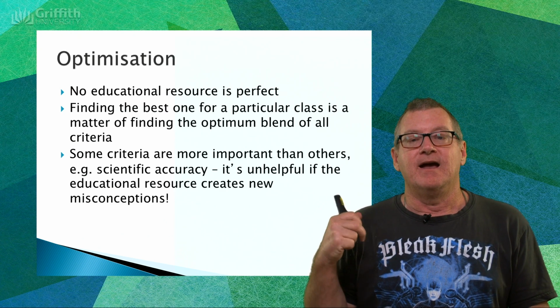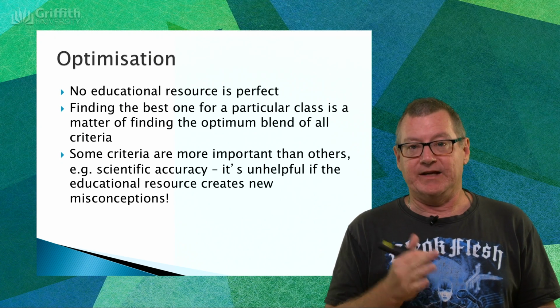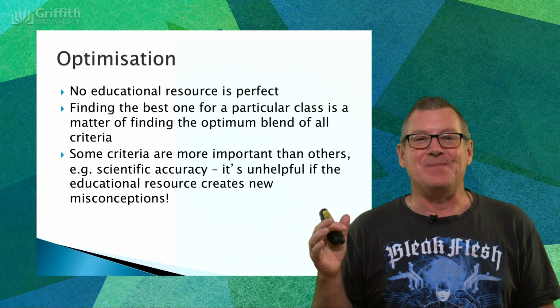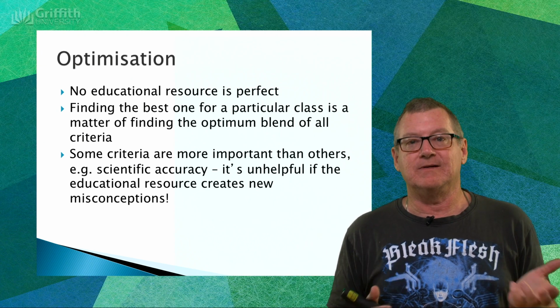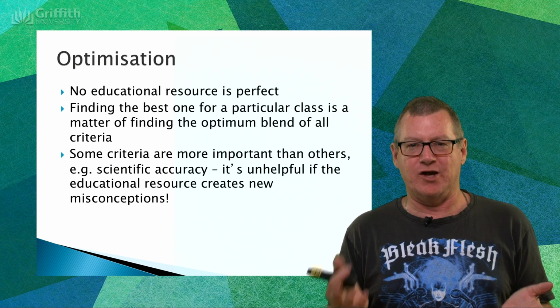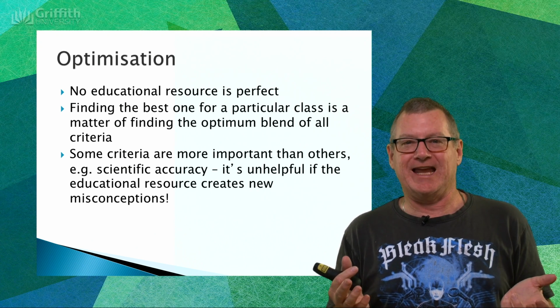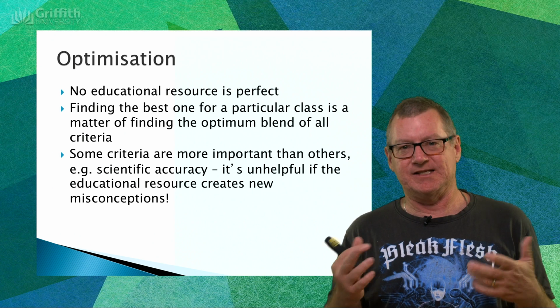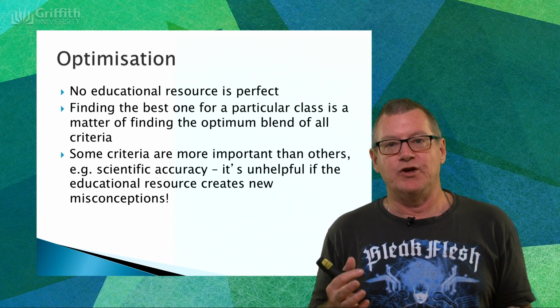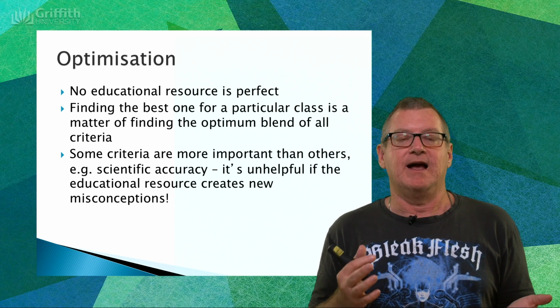And finally, I've mentioned a bunch of criteria here. The quiz might even ask you how many there are. And all of them have different weights. So scientific accuracy is kind of a go, no-go. If it's not scientifically accurate, all the others could be amazing and you still wouldn't use it. But with some of the others, like accessibility, for example, you might be able to find workarounds and so on.